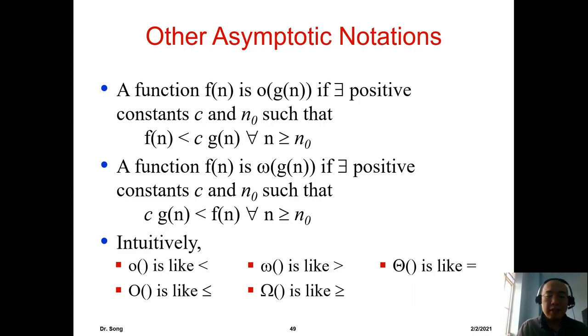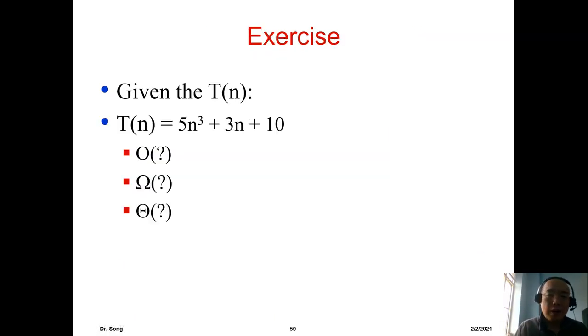Okay, and for the small omega, it's a similar thing. Usually we use the big O and big omega, and in some cases you may see the small o and the small omega as well. Okay, and then this is an exercise.